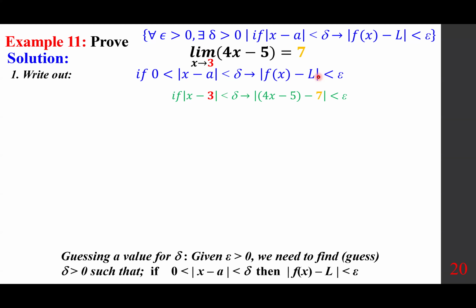So it's pretty straightforward, everybody. We start with this: the absolute value of 4x minus 5 minus 7, that makes this one minus 5 minus 7, which is minus 12, less than epsilon. So we always start with that. And we want to end up here. So the bottom line is we want to find the relationship between epsilon and delta.